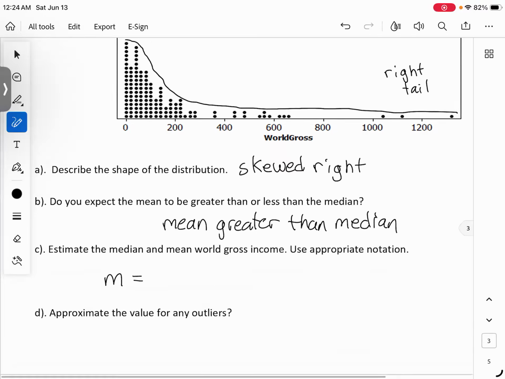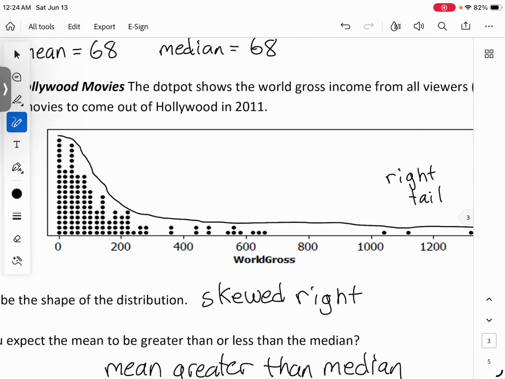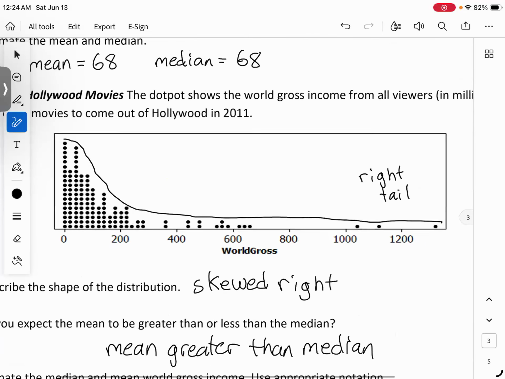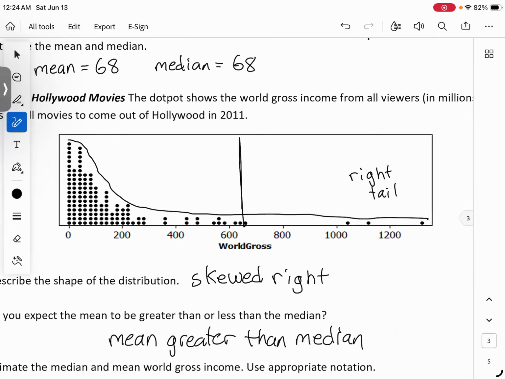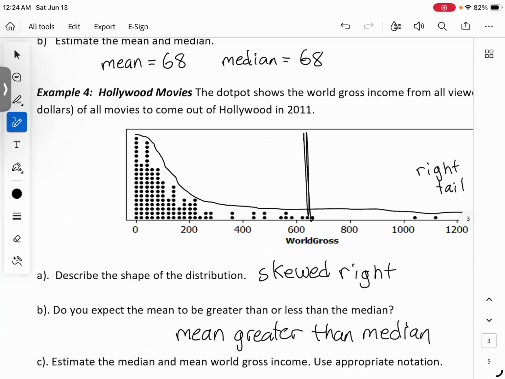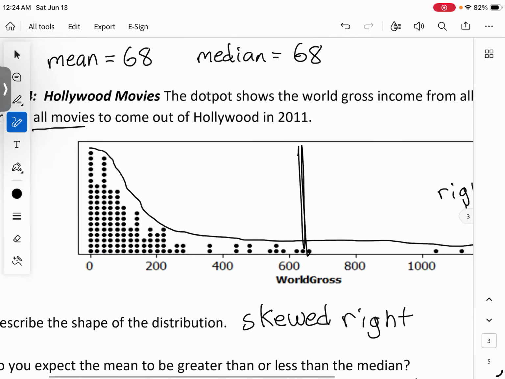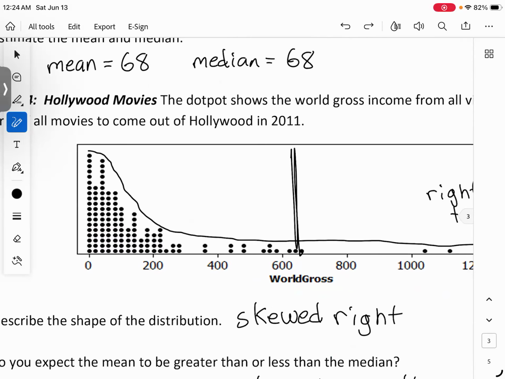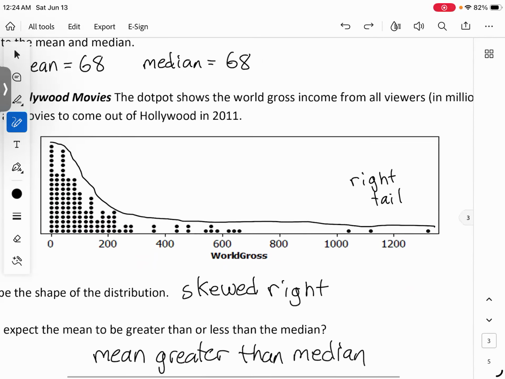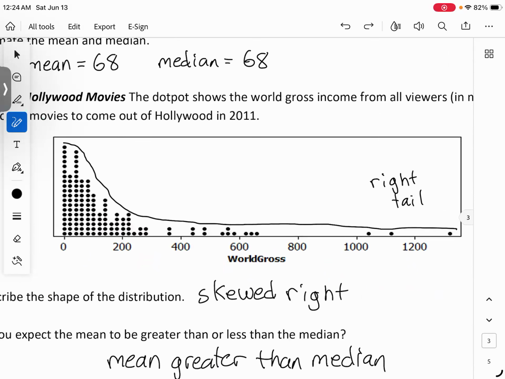But where would you split this if you were going to be cutting it 50-50? Now, don't use the rectangle. Don't cut it right here. That's not the median because remember the median is trying to split the data, the dots, right? The people, right? If this is people now, actually this is about movies, right? This is about all movies to come out in Hollywood in 2011. So for now, just think of it this way, just a sort of analogy or comparison.